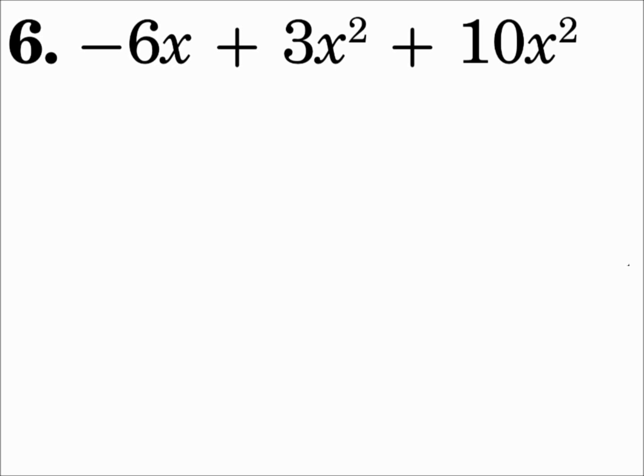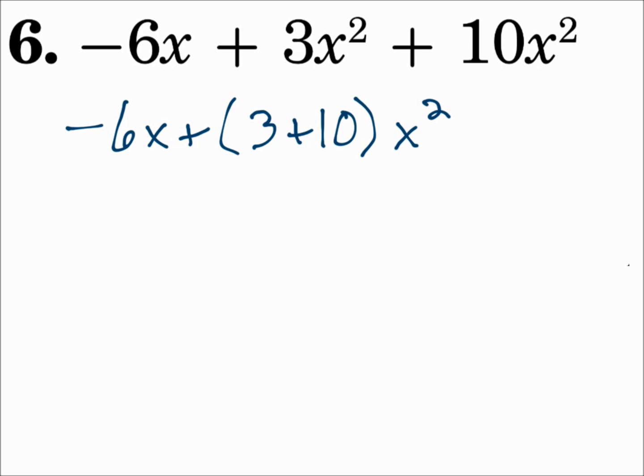Number 6 has x's and x squareds. We can combine the x squareds together, but we can't combine the x's with the x squareds because the powers have to be the same. How many x squareds do we have? 3 of them plus 10 of them, for a grand total of 13x squared. So your final answer, negative 6x plus 13x squared. Remember, that cannot combine because the exponents need to be the same on the variables.